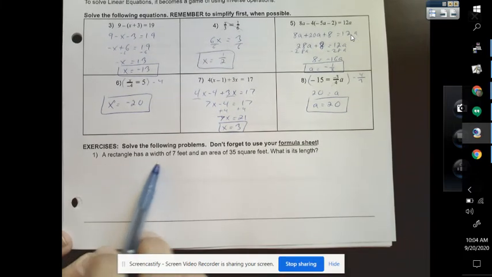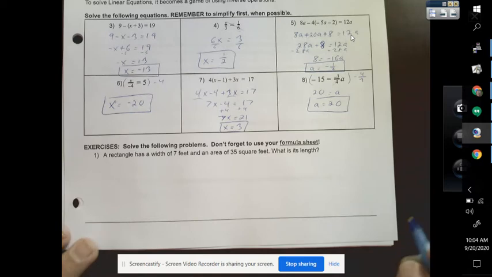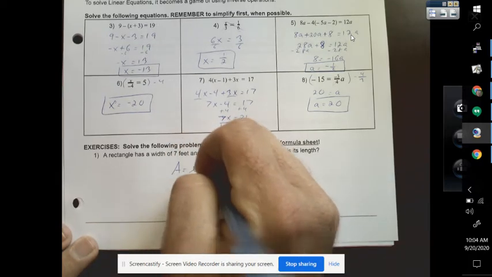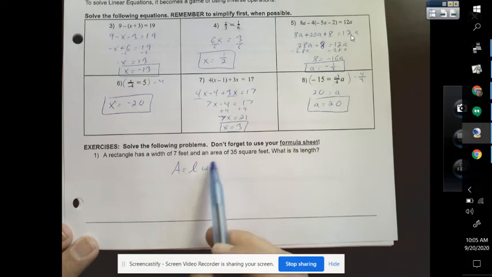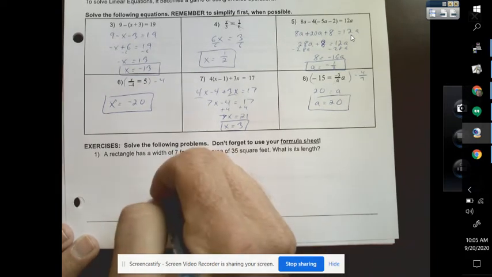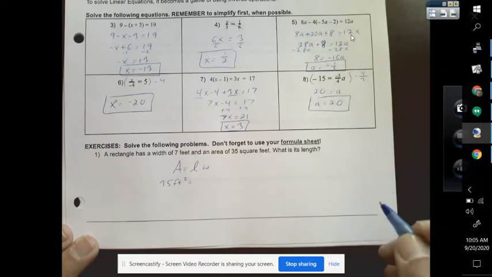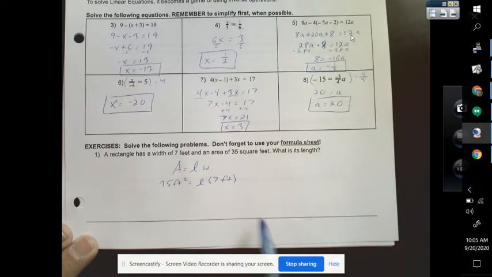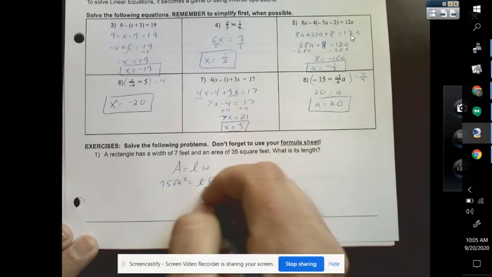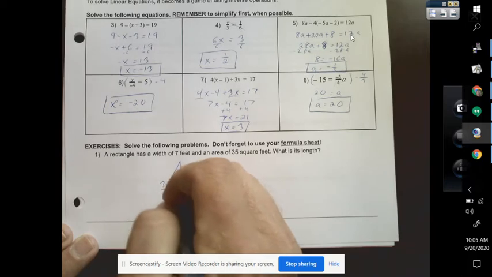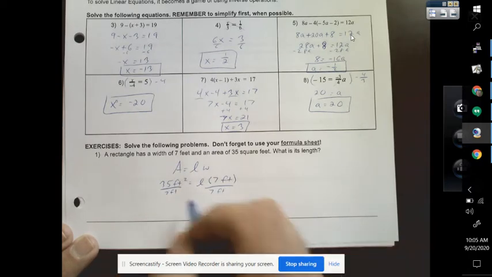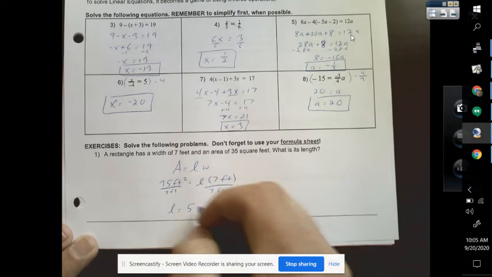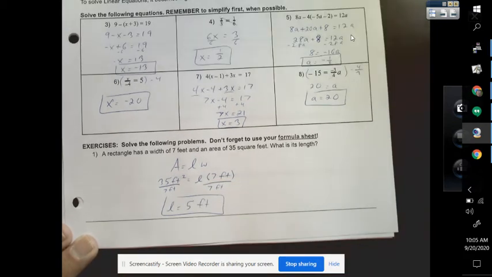A rectangle has a width of 7 feet and an area of 35 square feet. What's its length? So rectangle is area equals length times width. We are plugging in what we got. So in this case, our area is 35 feet squared. We don't know our length, but we know our width is 7 feet. So if I want to find length, I'm going to divide both sides by 7 feet. Just like when we were doing unit conversions, 35 divided by 7 is going to give me 5. But feet squared divided by feet is just going to give me feet. So our length would be 5 feet. Okay. Very nice. All right, on to the back.